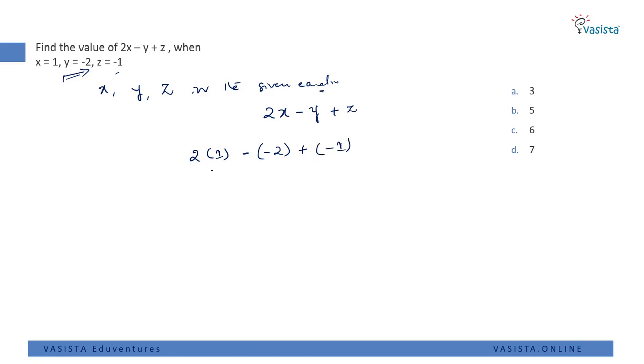Now let me multiply: 2 into 1, 2 ones are 2. Minus into minus will become plus 2, and plus into minus is minus 1. So the answer here is 2 plus 2 is 4, 4 minus 1 is equal to 3. Option A is the right one.